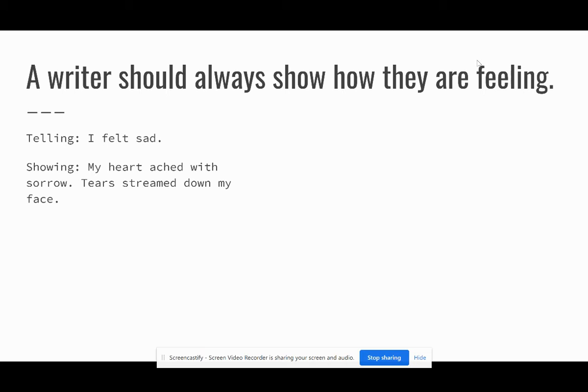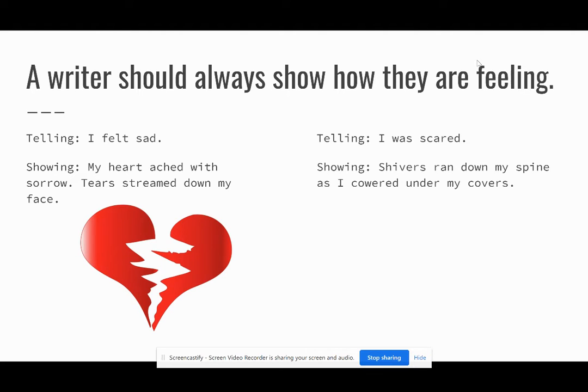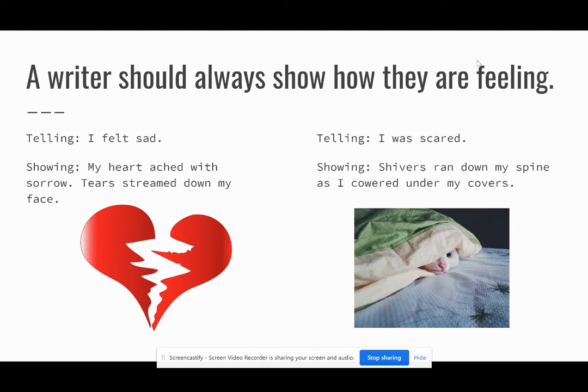So you could say, I felt sad, or you could show the reader you felt sad by saying, my heart ached with sorrow. Tears streamed down my face. You could tell the reader you were scared by saying, I was scared. But it's so much better to say something like, shivers ran down my spine as I cowered under my covers.